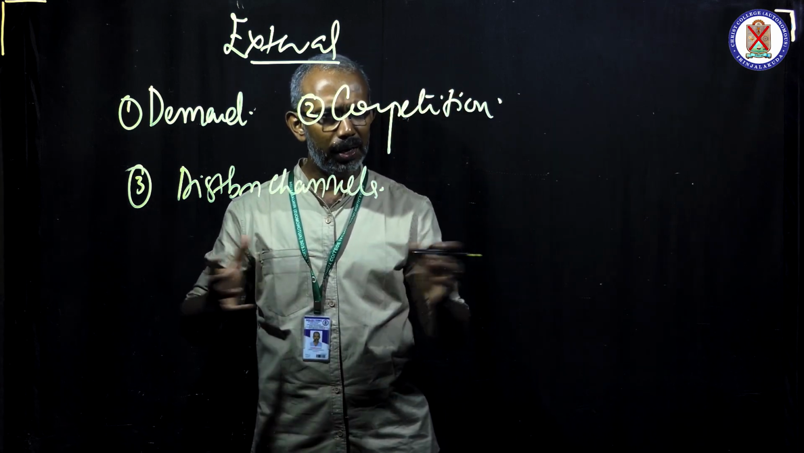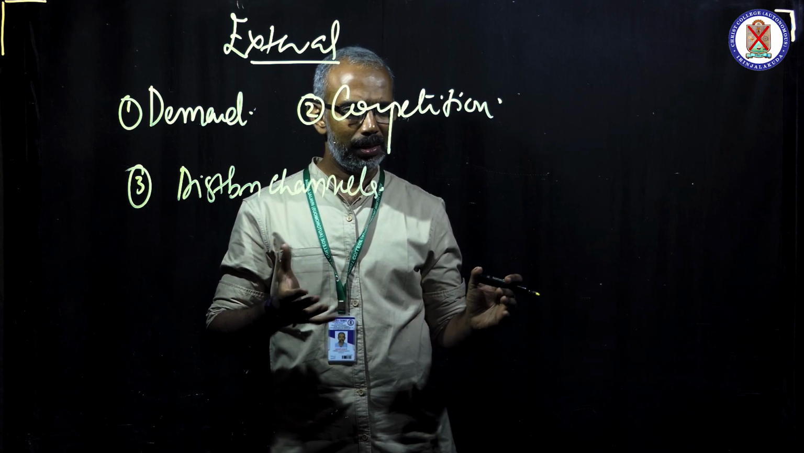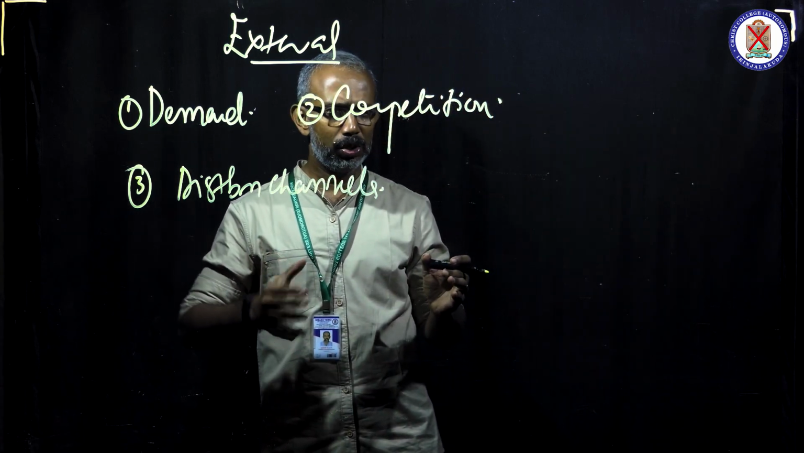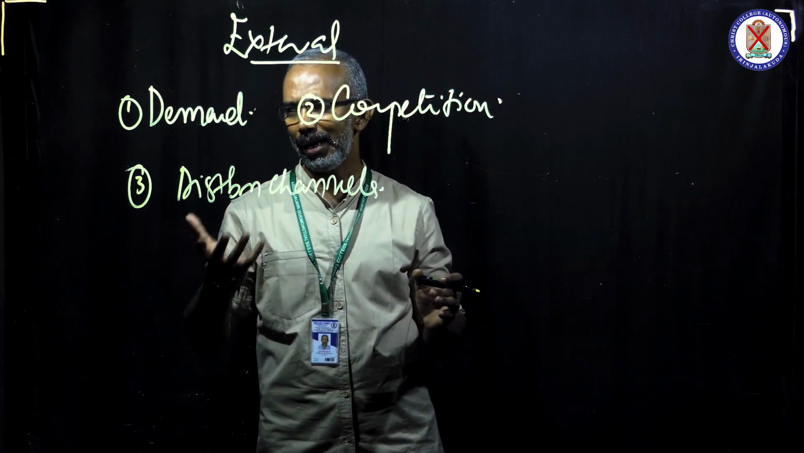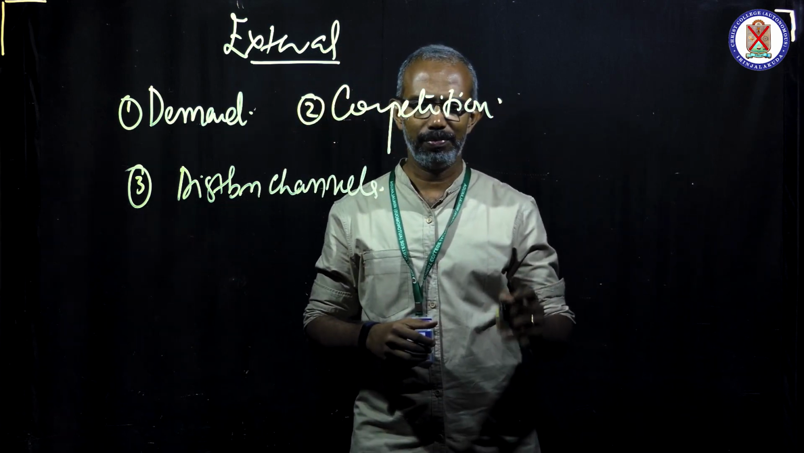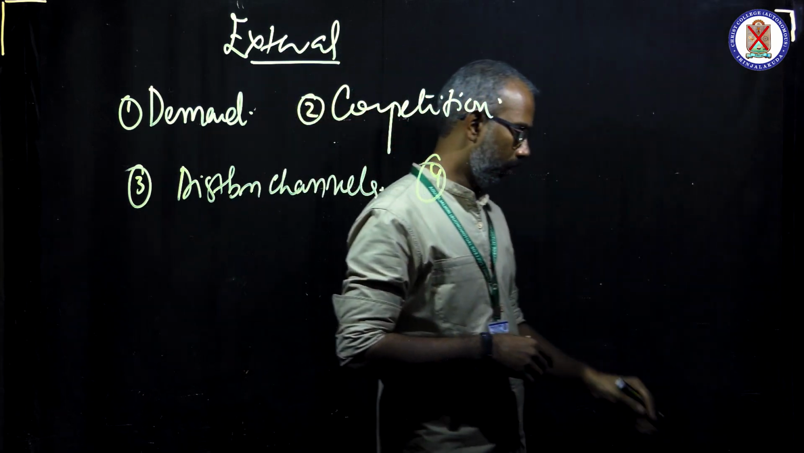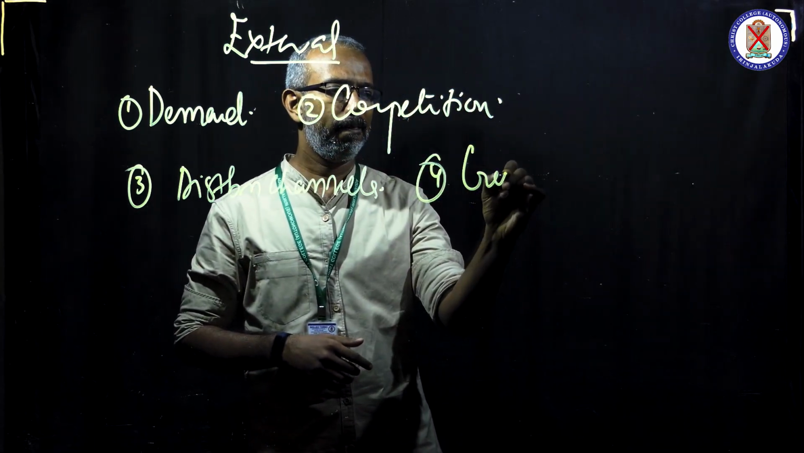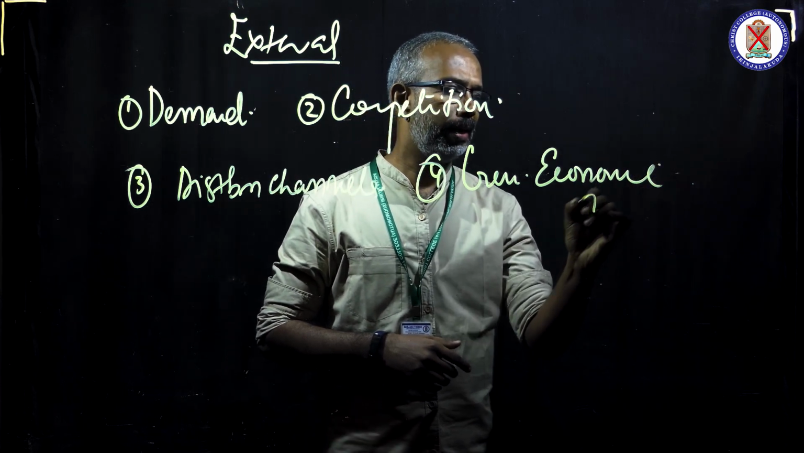Generally, the longer your channel, the more you'll have to increase your price. The shorter your channel, the more you can afford to reduce the price. So point number 3, distribution channel, is the third external factor which affects pricing. Let's move to point 4. Point 4 says general economic conditions.